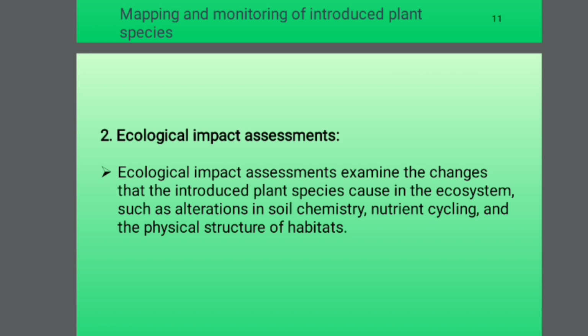The ecological impact assessment for invasive species examines the changes that the introduced plant species may cause in an ecosystem, such as alteration in soil chemistry, nutrient recycling, and the physical structure of the habitat. So EIA tells us about the impact of the invasive species on the ecosystem in the form of soil chemistry, nutrient cycling, and physical structure of the habitat. So the second method for assessment of invasive species is the ecological impact assessment.